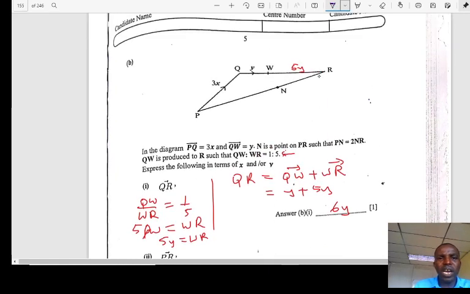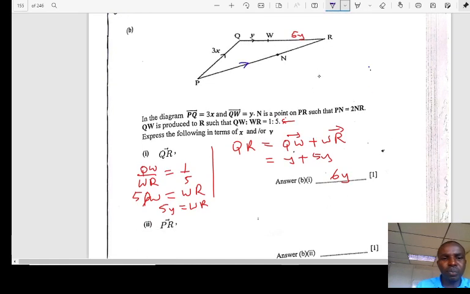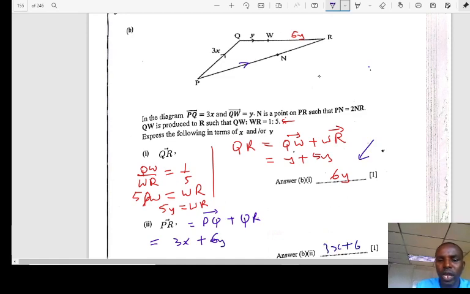Then next part, find PR. Item 2, PR from P to R. Vectors have direction, right? Take note, against the arrow is negative. So there is order and direction when it comes to vectors. So PR from P to R, the arrow is going this side. So PR is PQ plus QR. What is our PQ here? It's 3x plus QR, the one that you found in the first part, which is 6y. So it will be 3x plus 6y.